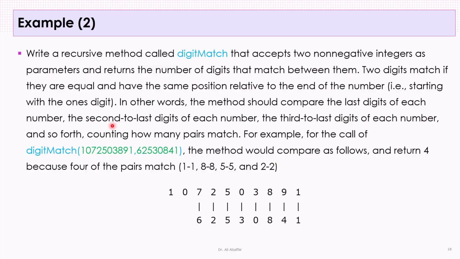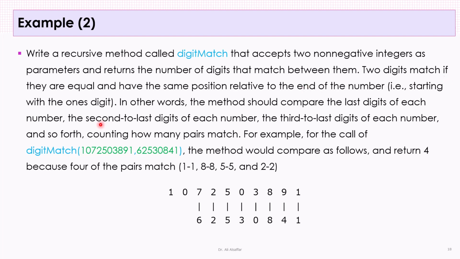As another example, we want to write a recursive method called digit match that accepts two non-negative integers as parameters and returns the number of digits that match between them. When we say non-negative, it means greater than or equal to 0. So it is possible that both of them are zeros. And if both of them are zeros, then we assume that this method should return 1 because it has only one digit which is equal to 0, and both numbers have this digit, so it should return 1.